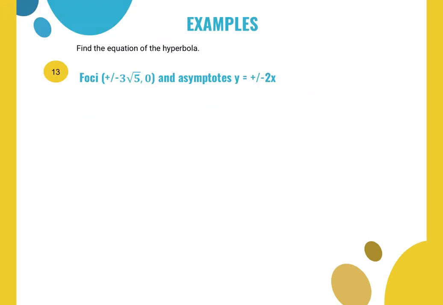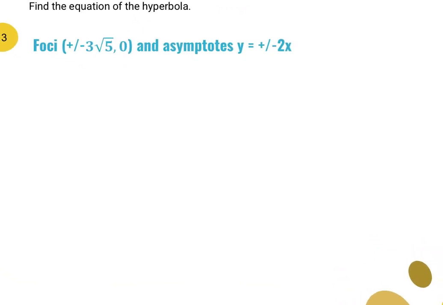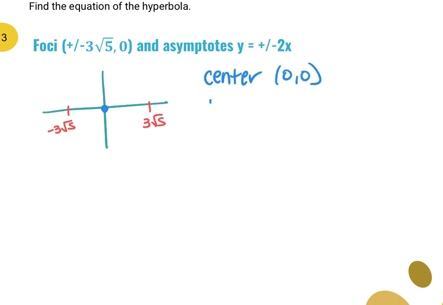All right, 13 says the foci are at plus and minus 3√5. This tells me my center is halfway between them, so center at 0, 0, horizontal. So x squared minus y squared equals 1. And I have that y equals plus and minus 2x.